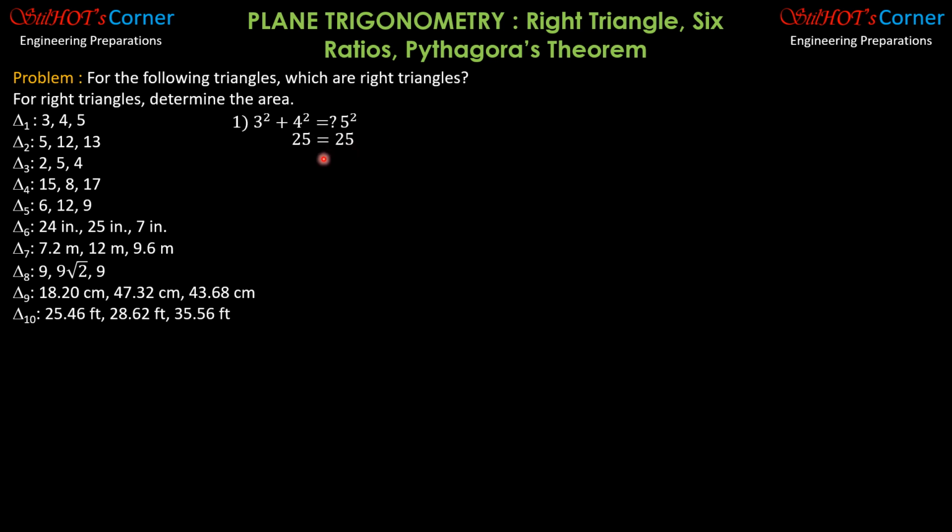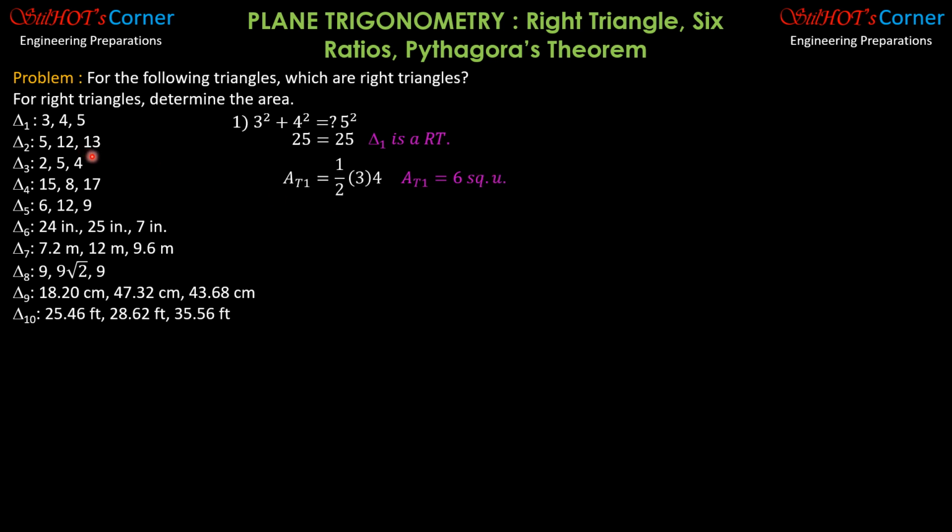So triangle 1 is a right triangle, and the area is equal to 1/2 of 3 times 4. The area is 1/2 the product of the shorter sides for right triangles. So it is equal to 6 square units.